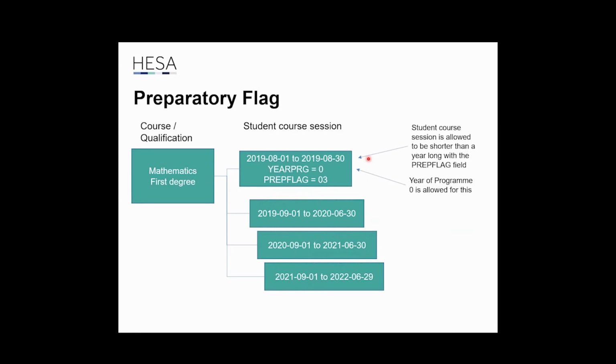So a student is doing a little preparatory thing. I need to find some better real life examples to use in this one. This is before they start their first degree in maths in this case. So they can attach it all to the same course and qualification because that's what they're coming out with at the end here. Year of programme is okay to be 0 because it's a preparatory type thing like foundation years. And they would set the flag to be 03 in this case.